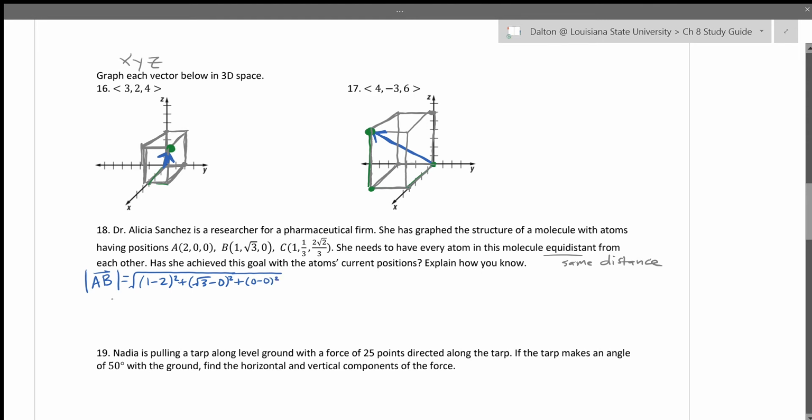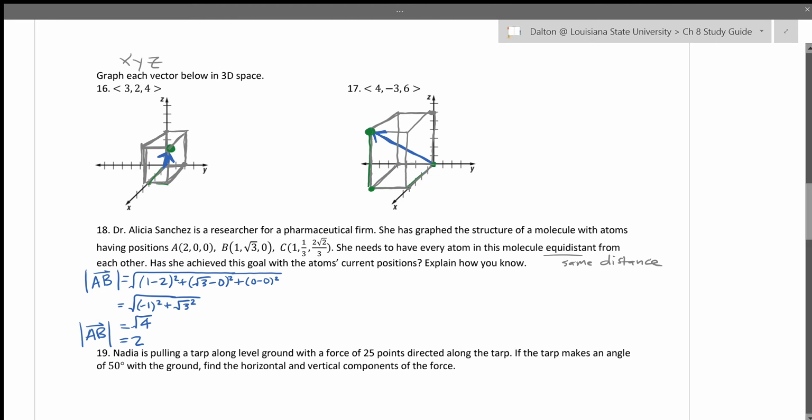When we simplify this, we're going to get 1 minus 2 is negative 1 squared, plus the square root of 3 minus 0 is just the square root of 3 squared. And that last term, 0 minus 0, is just 0. So when you type this in, or you simplify it in your brain, because it's not that difficult, you get the square root of 4, which is 2. So the magnitude of the vector from A to B is 2. So that's going to be our basis for comparison.